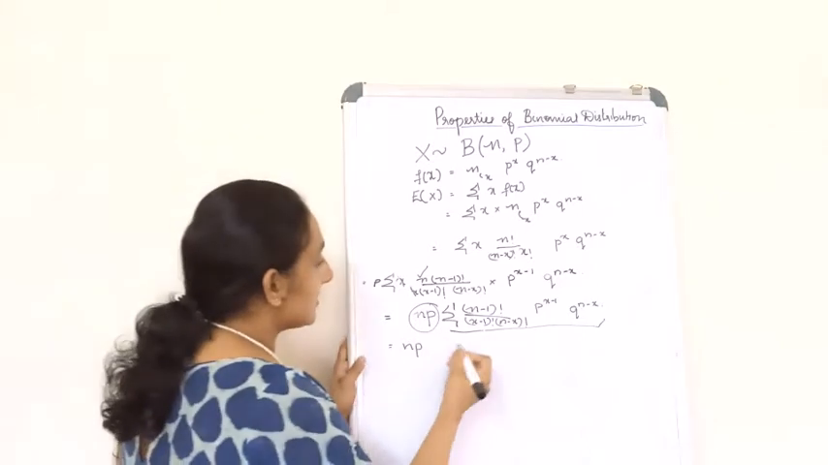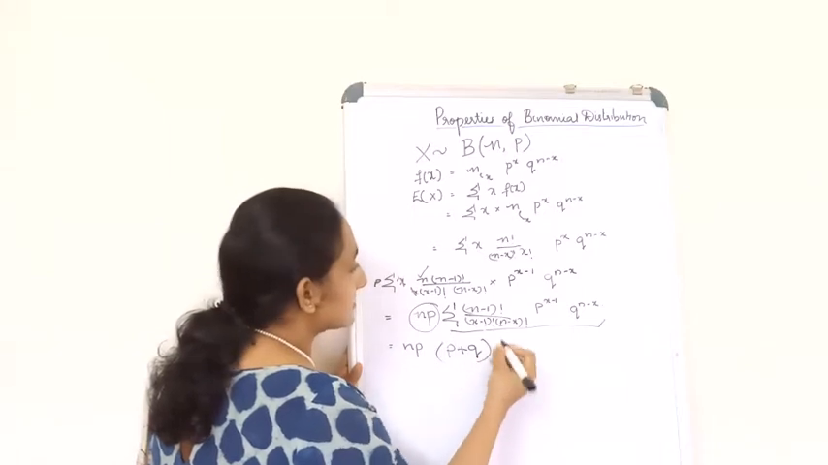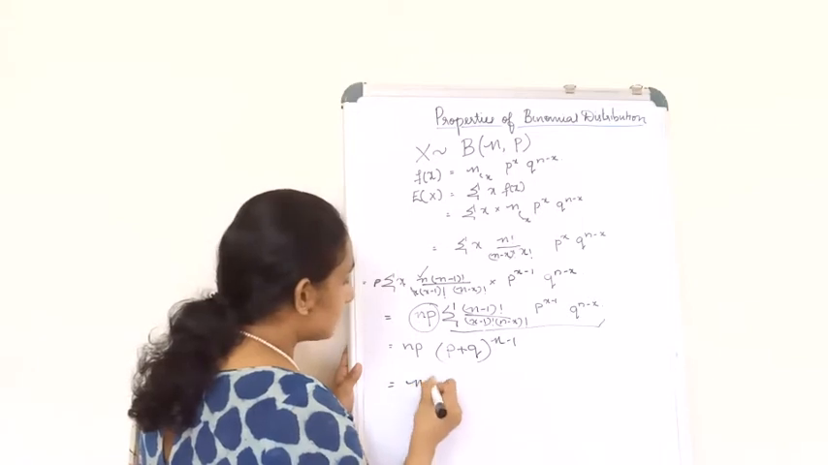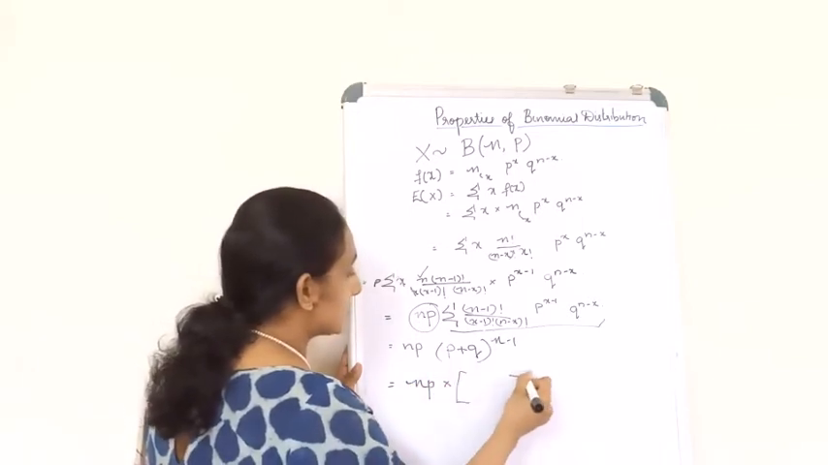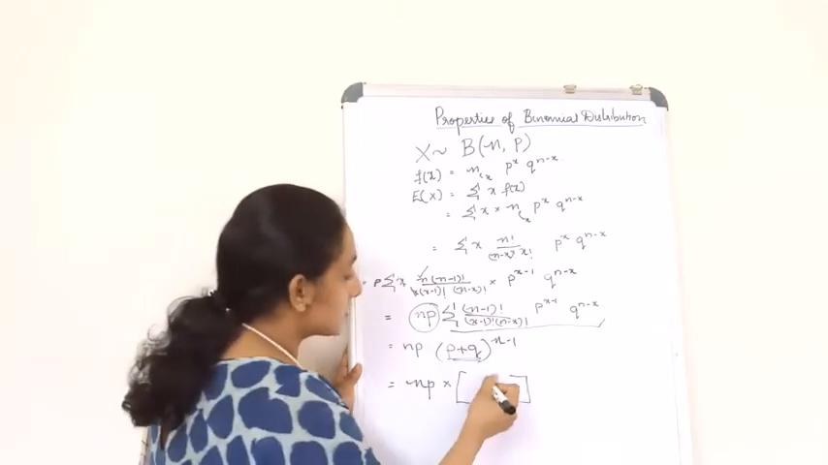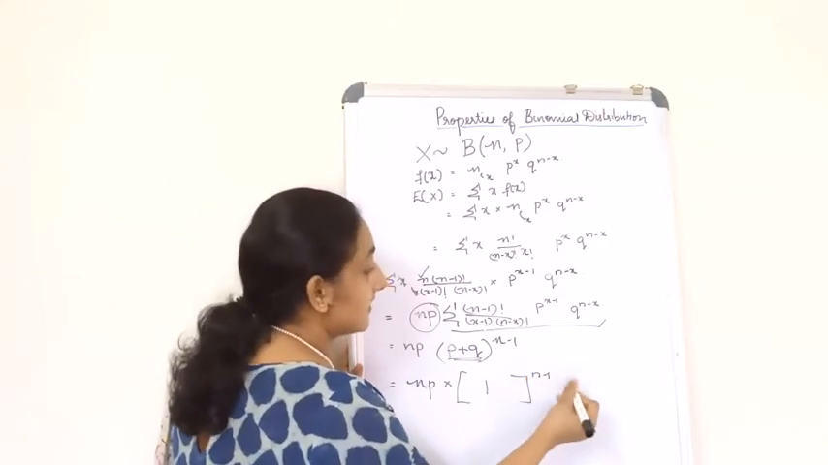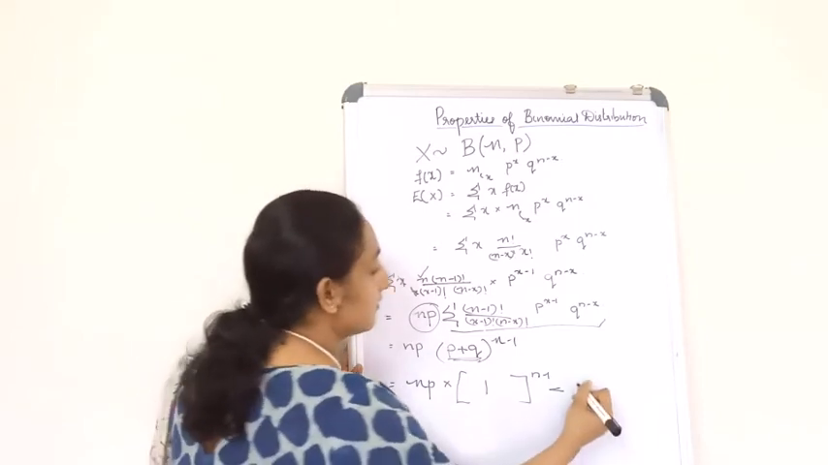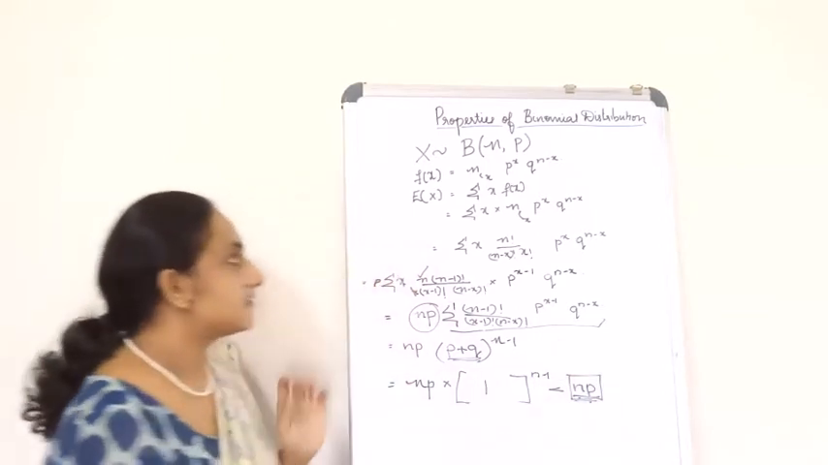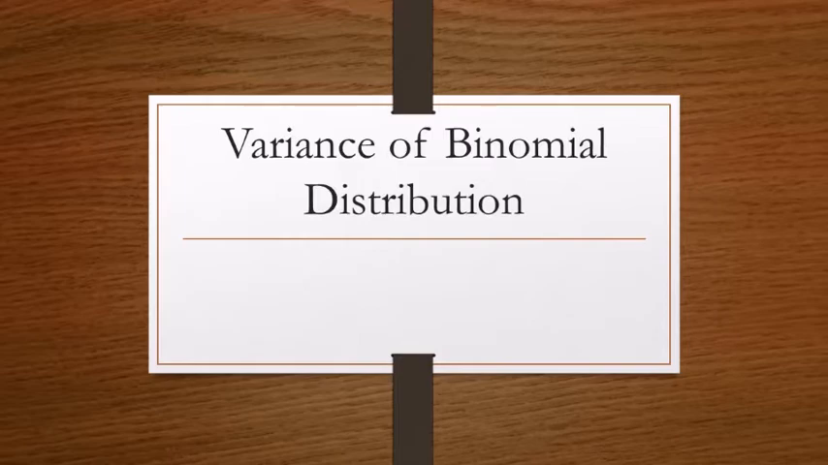Yes, this is the binomial expansion of p plus q the whole raised to n minus 1, which is equal to np multiplied by p plus q raised to n minus 1. Now what is p plus q? That is actually 1, because in a binomial distribution p plus q is equal to 1. So 1 raised to n minus 1 is 1, and the final answer is np. So the mean of the binomial distribution is np.